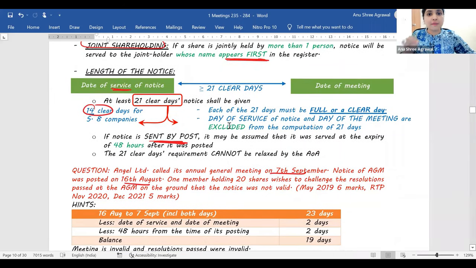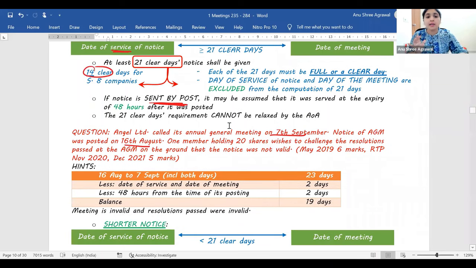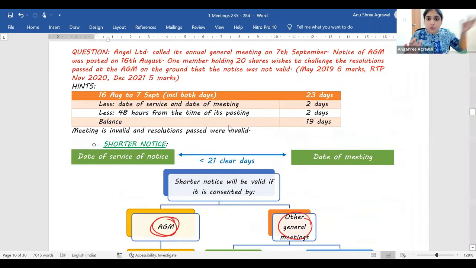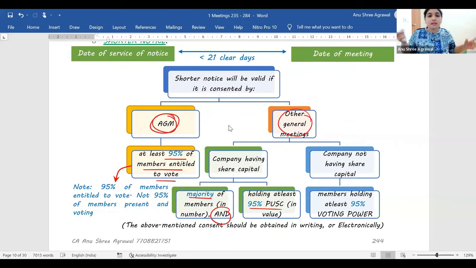Then we learned how many days notice we have to give. 21 clear days notice. Leave the date of service of notice, leave the date of meeting, in between we need a 21 clear days gap. In case we're sending it by post, we will add another 48 hours. In case it's a Section 8 company, then 14 clear days is enough. I taught you how to check the time gap. Including the date of service and the date of meeting, in between you see how many days. Then from that you subtract 2 days for post, and 2 days for the date of service and date of meeting. The balance number should be at least 21 days.